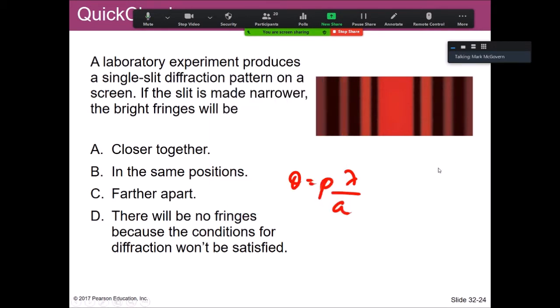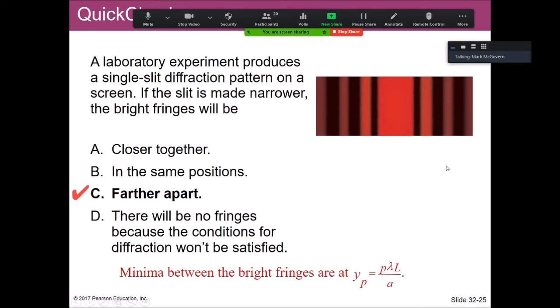It's C, I'm just joking. All right. Yeah, they're going to be farther apart because guess what we're doing here? We're going to lower a, right? If the slit is made narrower, we lower a.